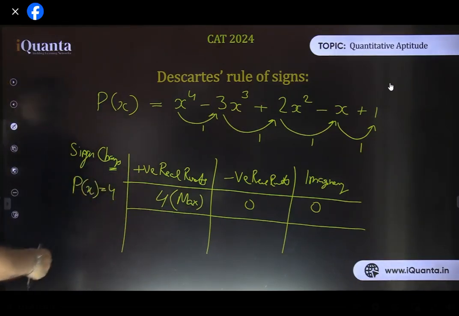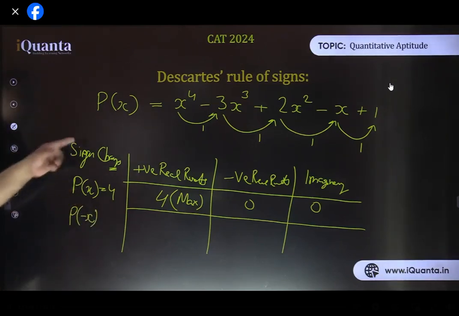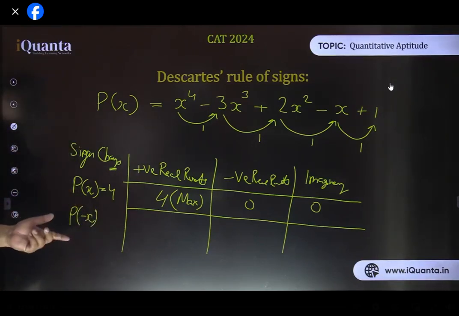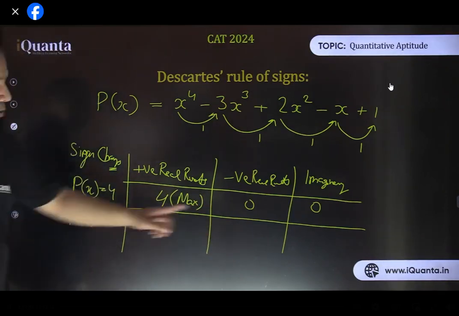First listen here. Now the next step. Now we need to see, Descartes says, let's talk about p of minus x, and check the same thing. The number of sign changes in p of minus x will tell us the maximum possible number of negative real roots.